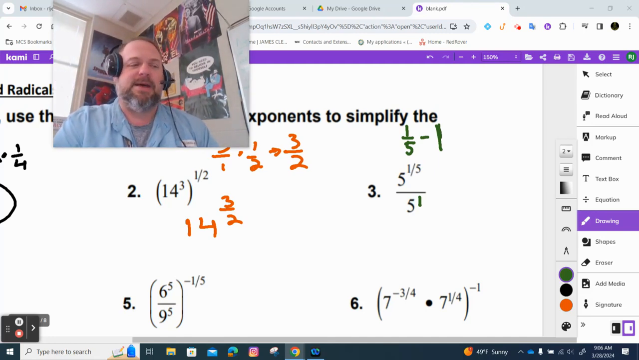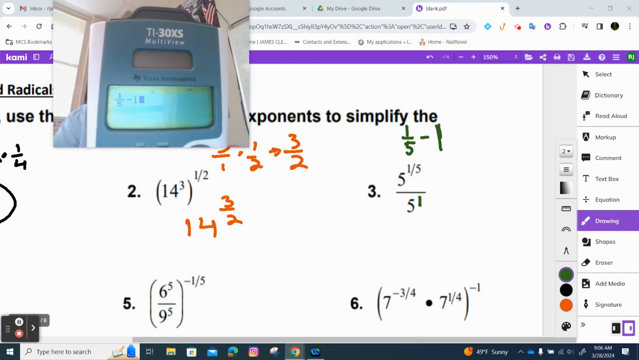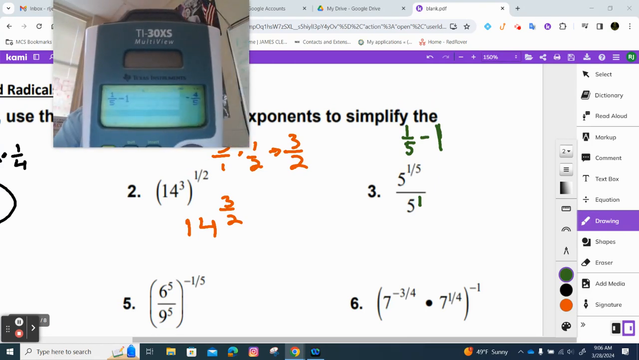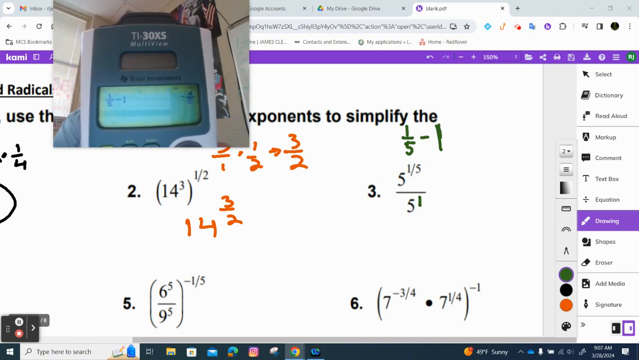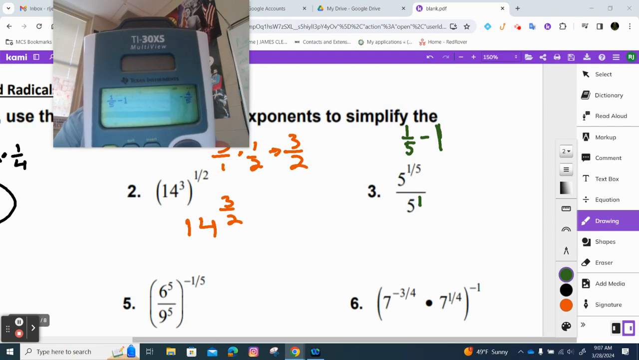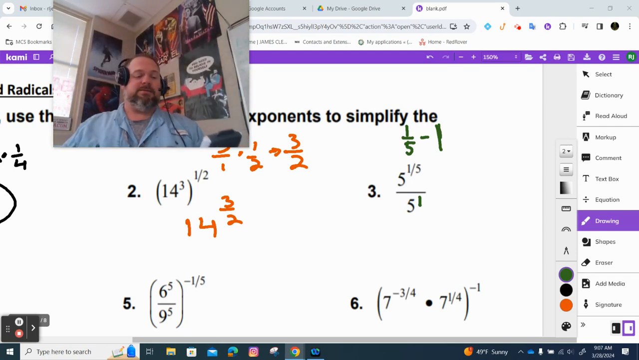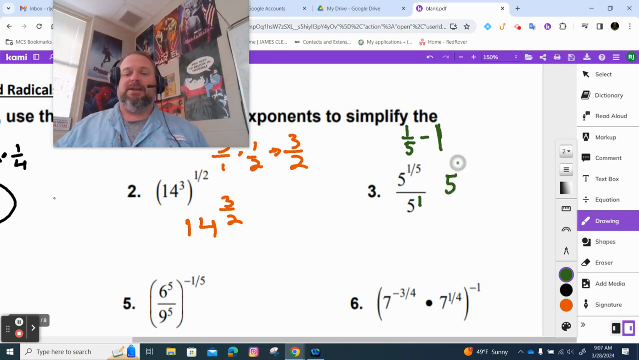Let me tell you about my best friend. All right, so if you put it in, it will tell us this is negative 4 over 5. Okay. So, yep. So this becomes 5 to the negative 4 over 5.